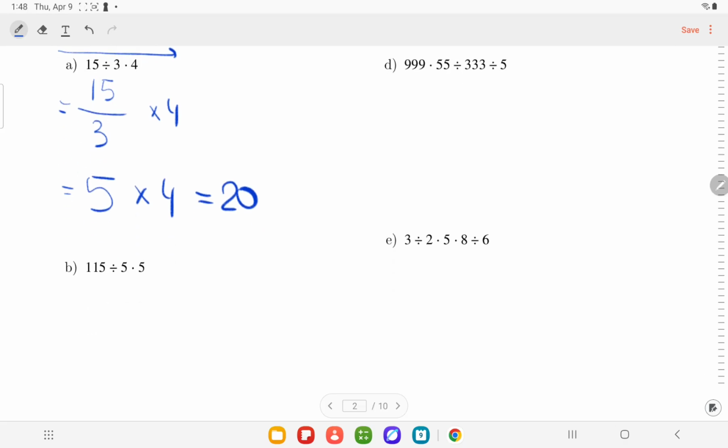B is a similar idea. We have division and multiplication, so we're going left to right. But we can rewrite this as a fraction. And as you can see, the 5s will cancel out. So we're left with 115 as our answer.